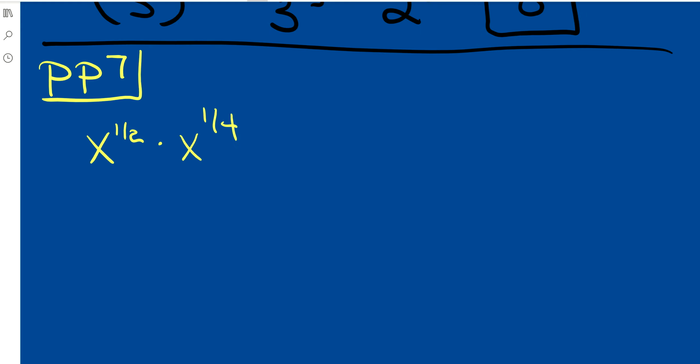Okay, in this section we're practicing our properties of exponents. And we have these rational exponents, but we know how to multiply and add fractions and the like. All right, so this is x to the 1/2 times x to the 1/4. So that means, what's that property tell us to do? X to the 1/2 plus 1/4.